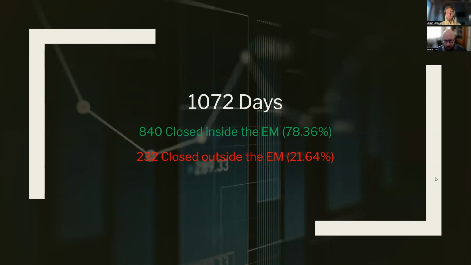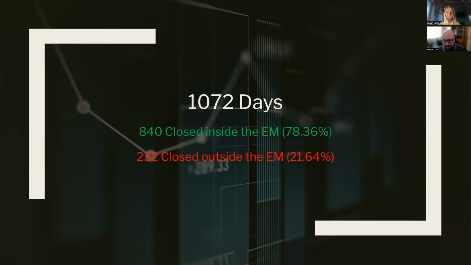And again, 1,072 days. What we found were that 840 of those days we closed inside of that EM range. That's 78.36% of days. 232 times we closed outside of the range, which is 21.64%. So again, if you're taking a trade at 1.5 the EM, you're going to win a lot.